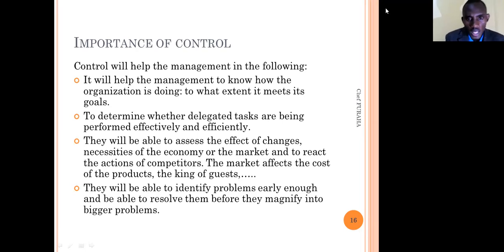They will be able to assess the effect of changes to the necessities of the economy. For example, if we made changes saying that we have increased the price a little bit, if our buffet was 15,100 francs and we changed it to 16,500 francs, then if we don't have an effective control process, we can't know the effect of those changes.